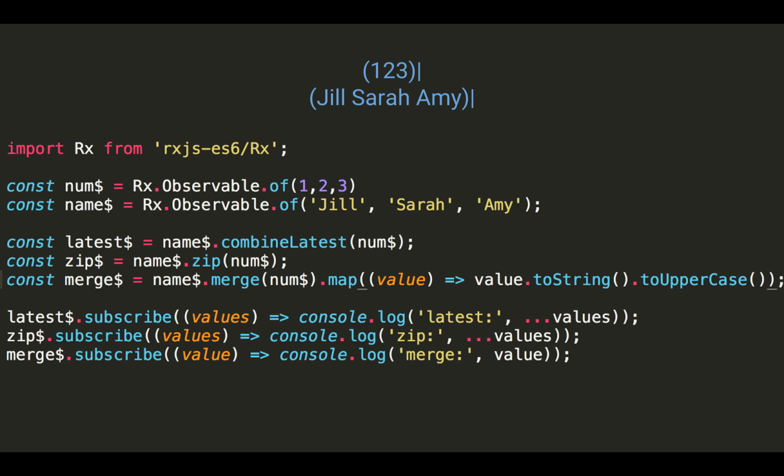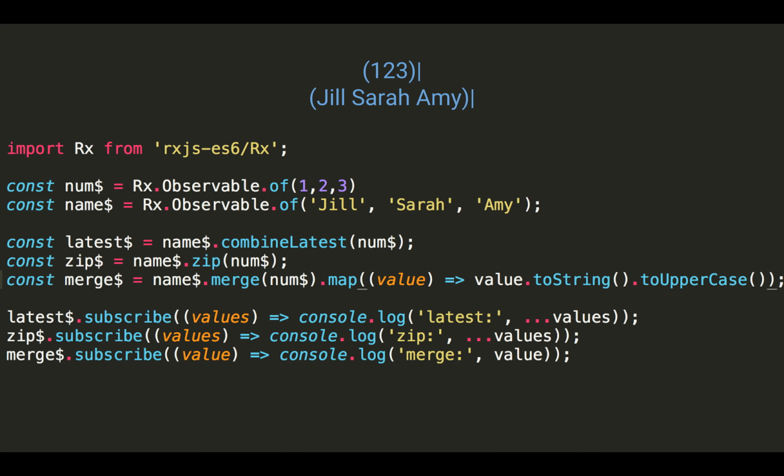However, they're all available. So if we look at the code, we start by creating this number stream. The $ sign at the end of the variable, I don't think I've mentioned this, is just a convention that indicates that the contents of the variable are a stream. So we have a stream of numbers, and we're using this of operator to create that observable instance. And then the second line is the stream of names. So we got Jill, Sarah, and Amy, and stored in the name stream.